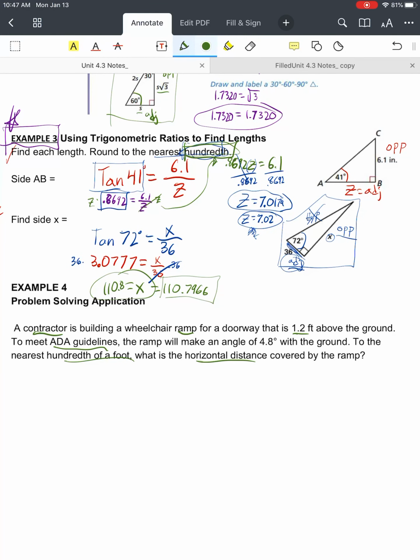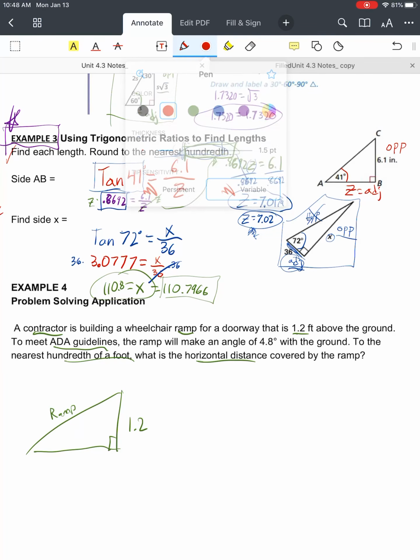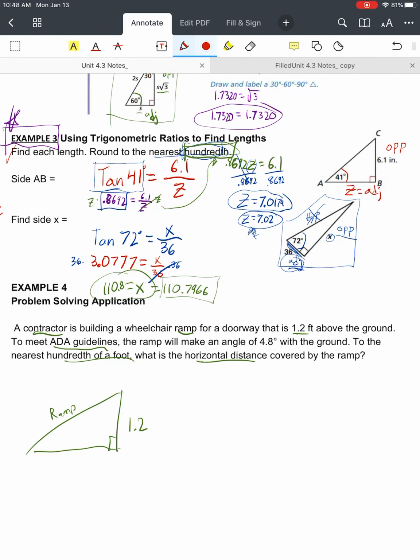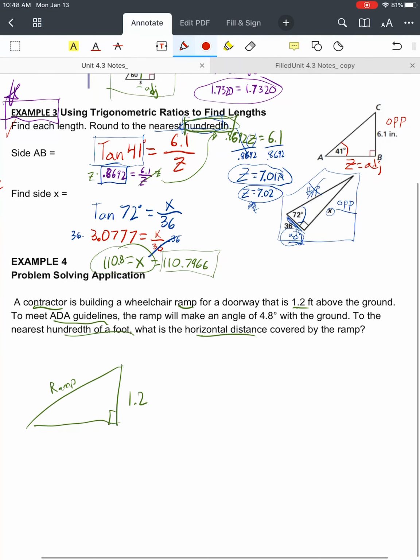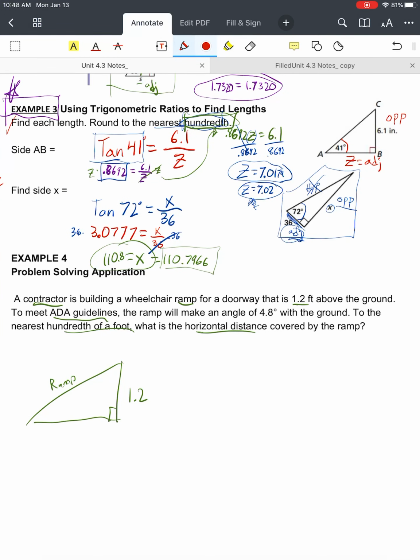Just like I always say, let's draw a picture. Here's my ramp. And there's a door up here, so that means this is 1.2 feet up. Hopefully our walls are straight up and down, aka perpendicular, aka 90 degrees. I have seen some houses that are slanted before, but I wouldn't want to live in one.